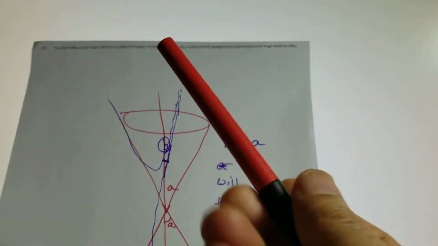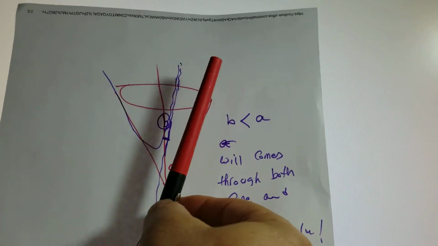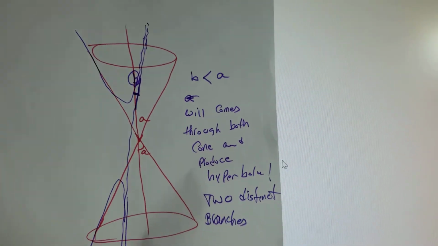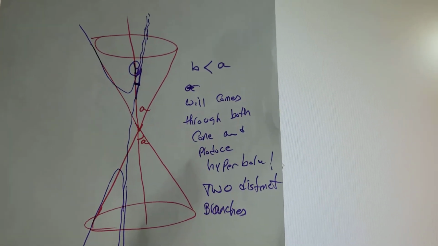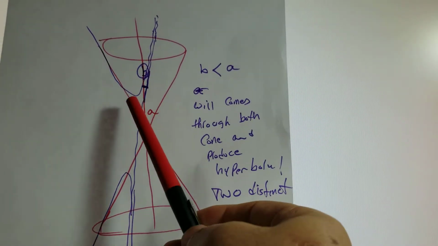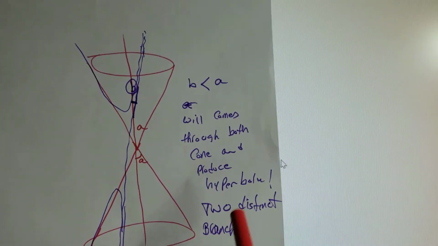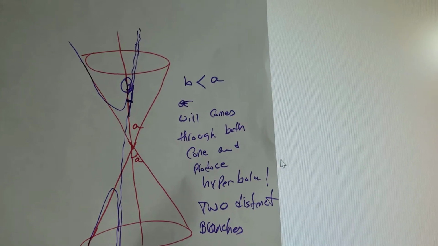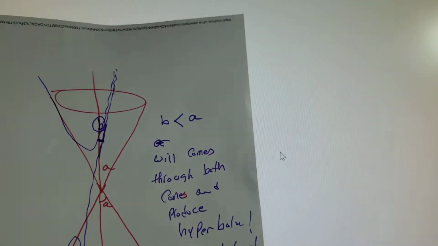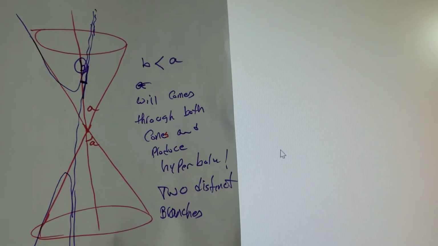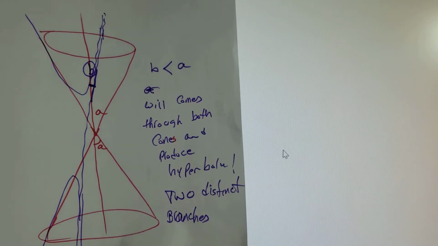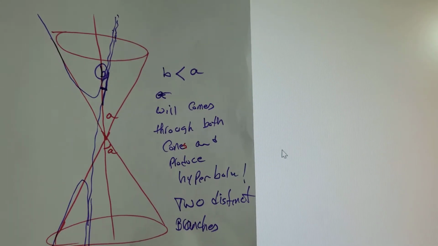But if the angle becomes less, that plane is going to go through both of those cones. And it produces a parabola on the top, a parabola on the bottom, but these are called a hyperbola. It will come through both cones, the double napped cone, and produce a hyperbola. And a hyperbola has two distinct branches.